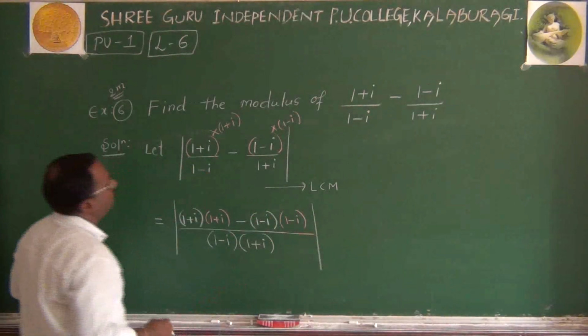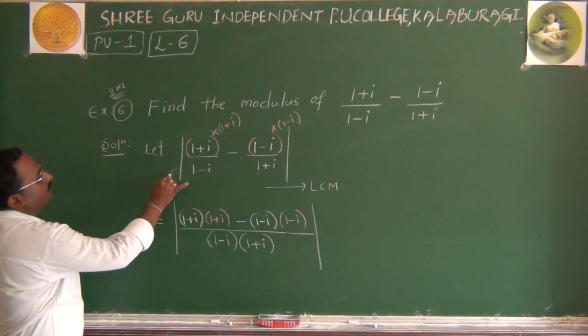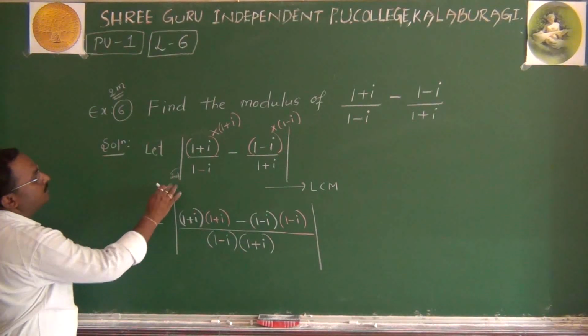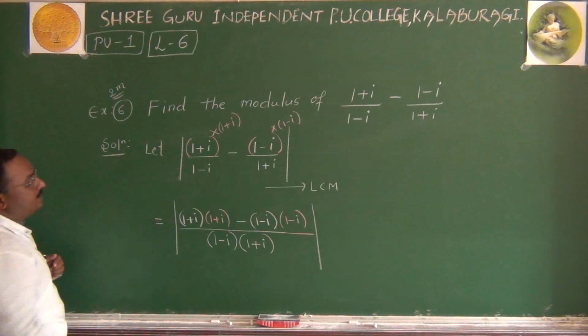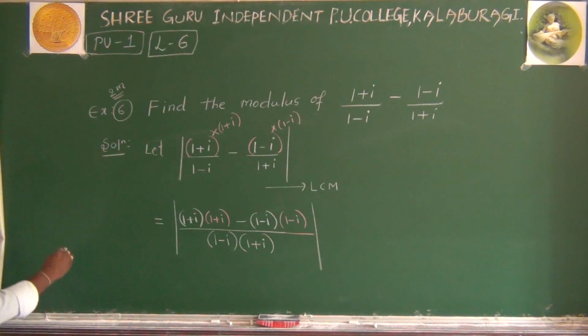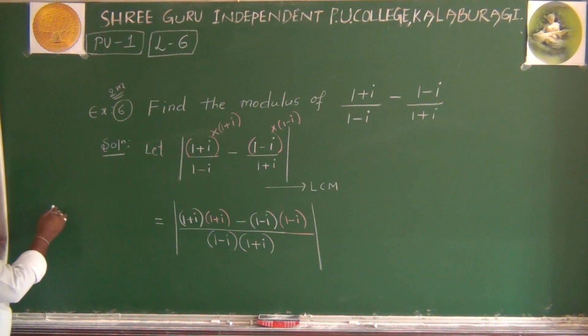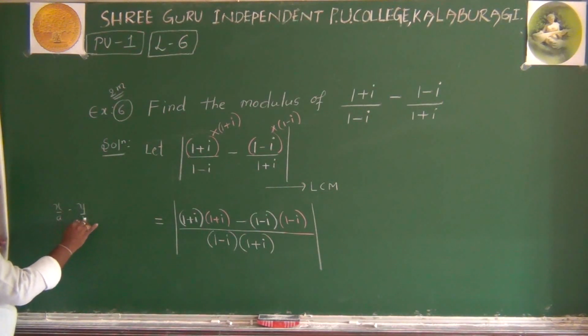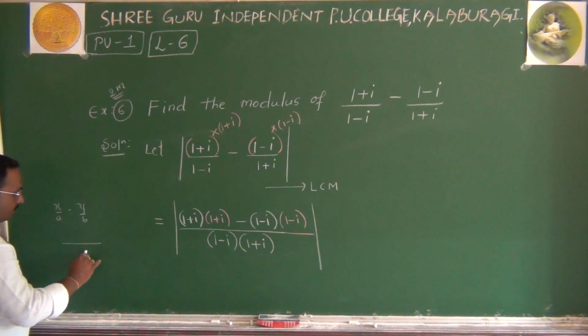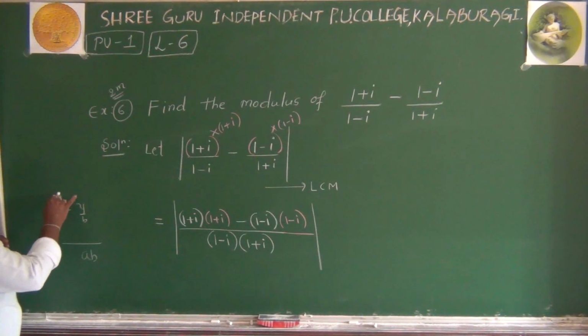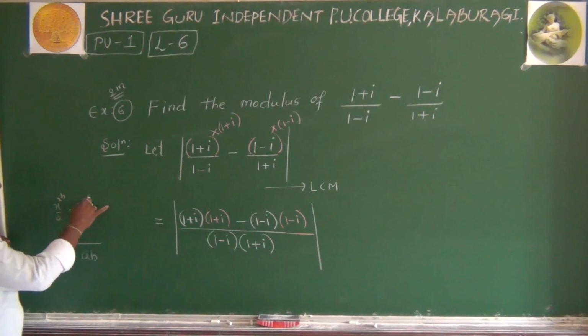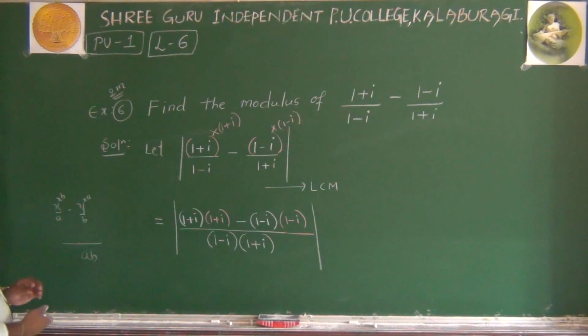This is the mod symbol; it is not necessary to write it right now. In general, suppose x by a minus y by b is there, and the LCM is ab. Here multiply by b, here multiply by a. Keep it understood.